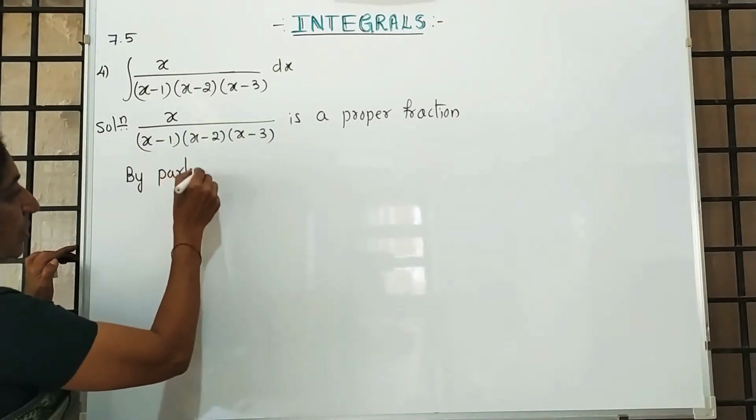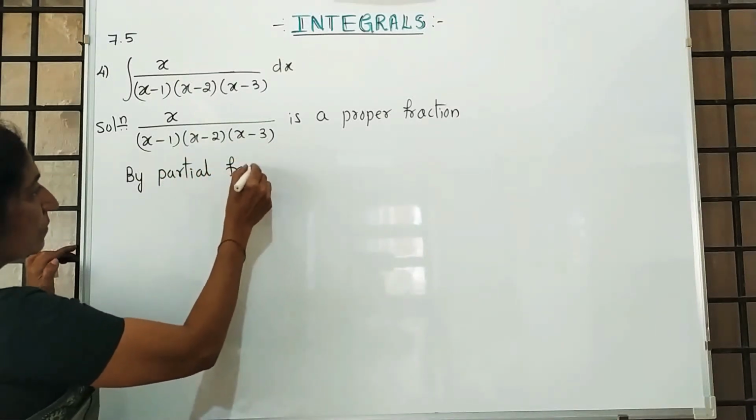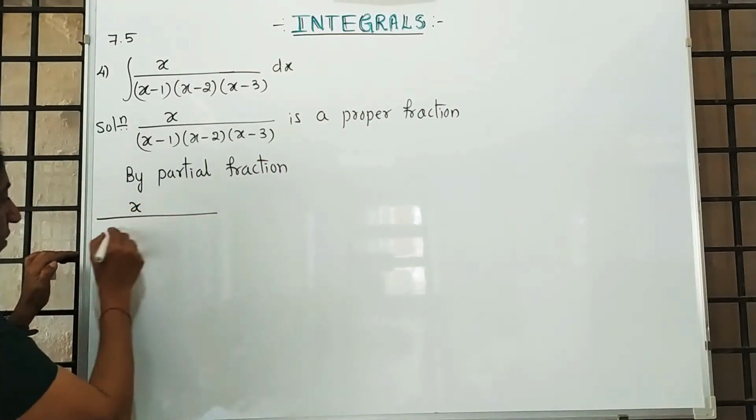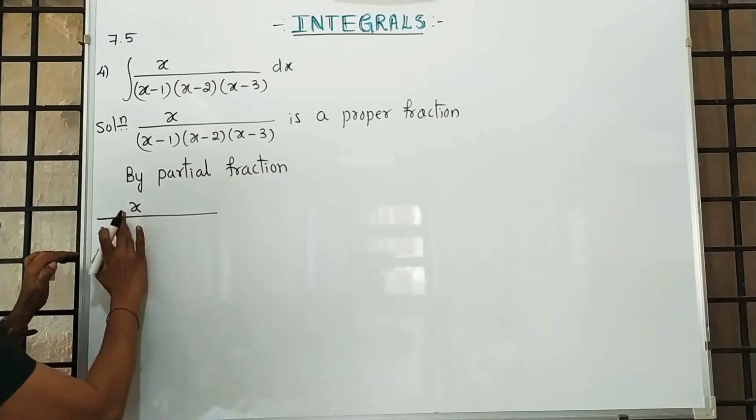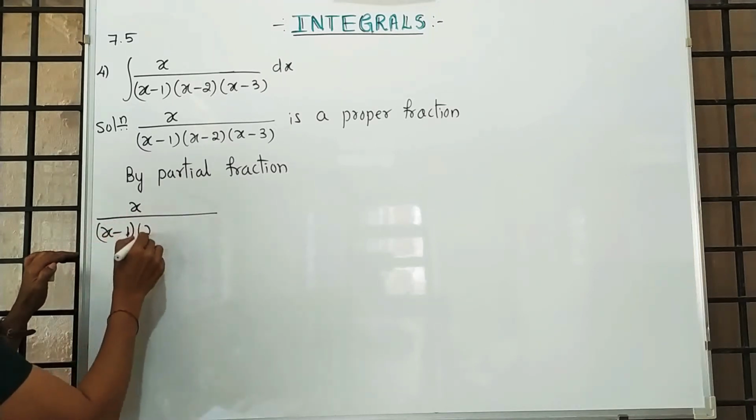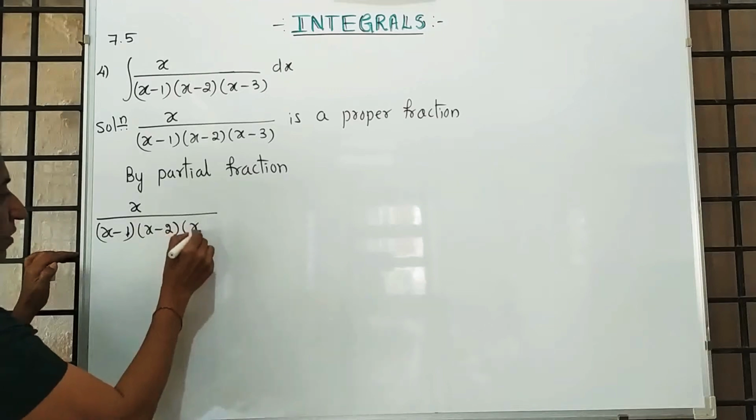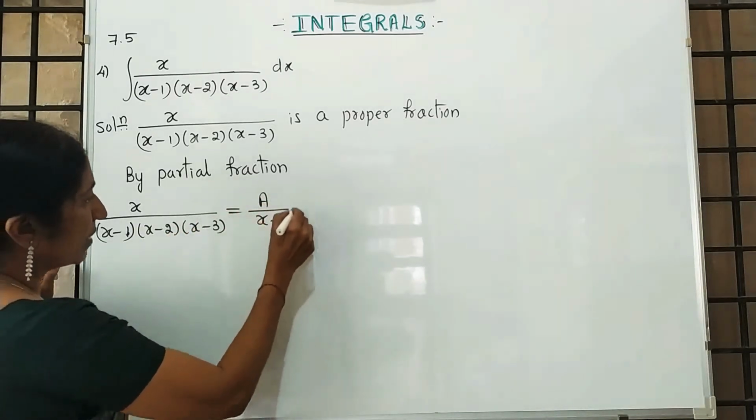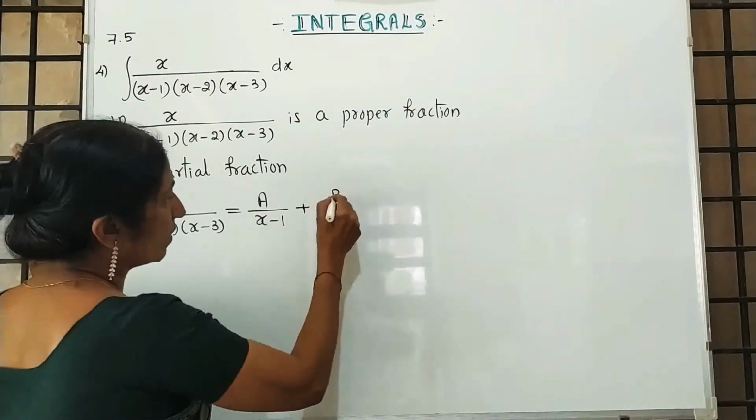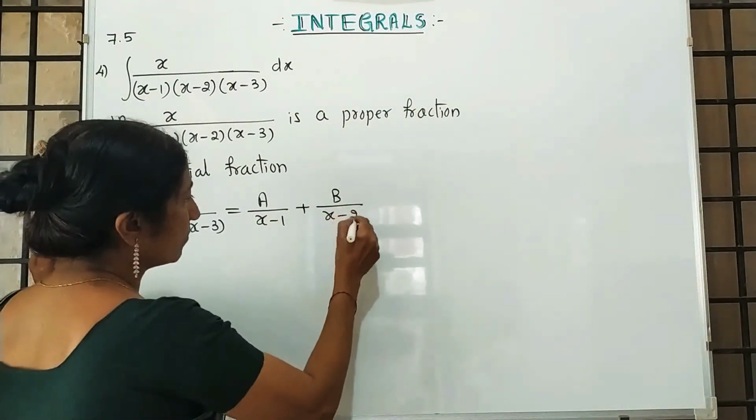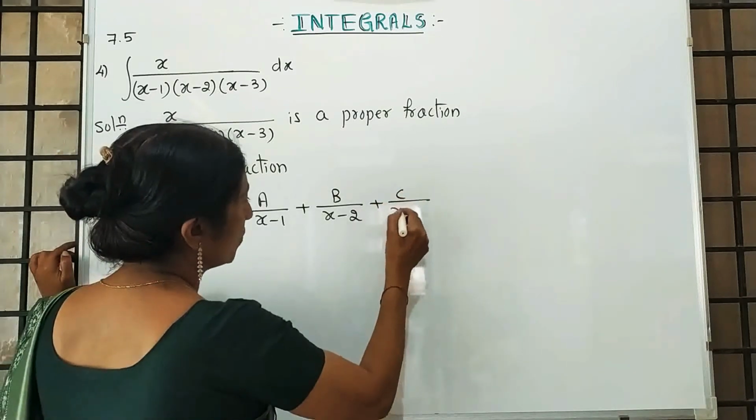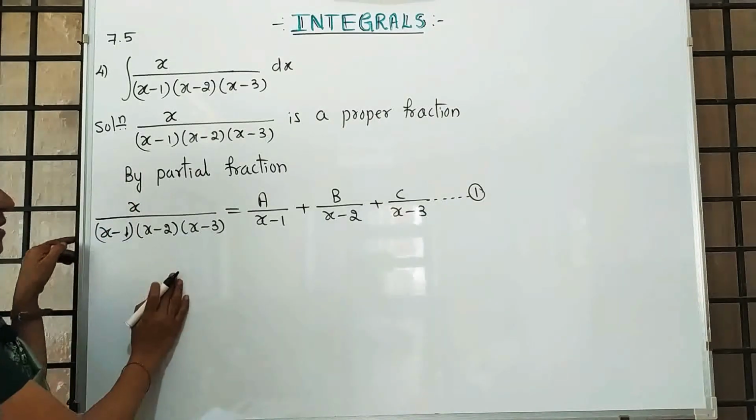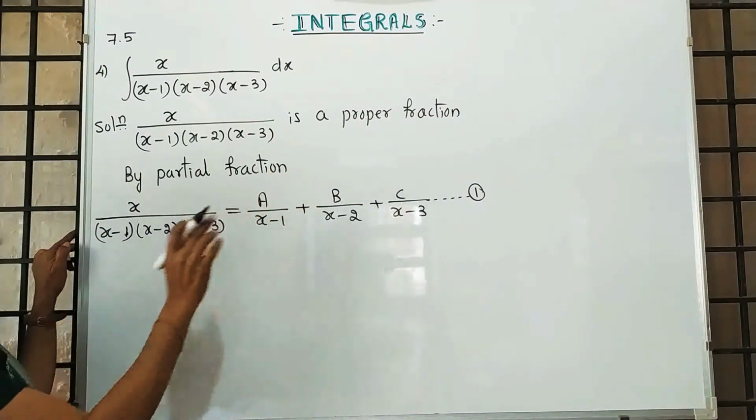Next, by partial fraction, x upon (x minus 1)(x minus 2)(x minus 3) is a upon x minus 1 plus b upon x minus 2 plus c upon x minus 3. We have three different linear terms in the denominator. So, three terms a, b, c.